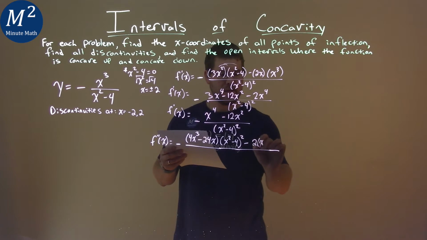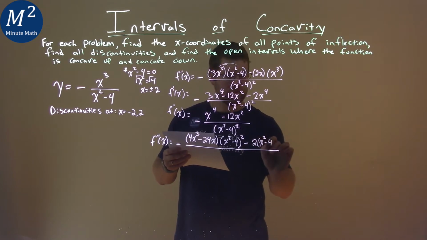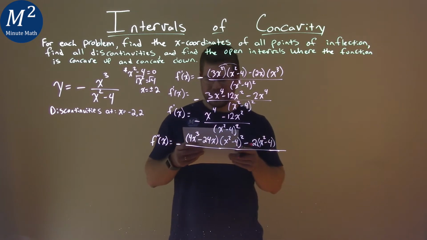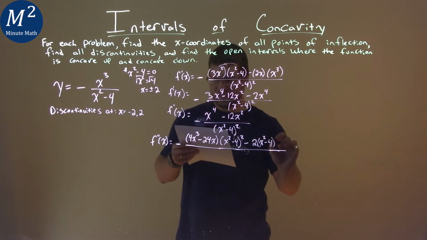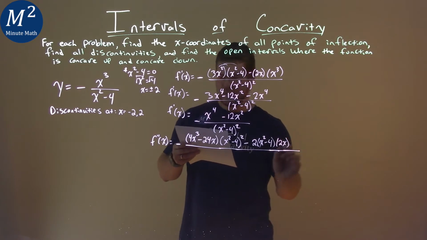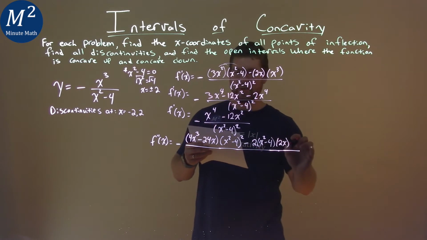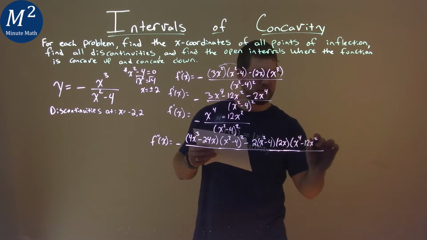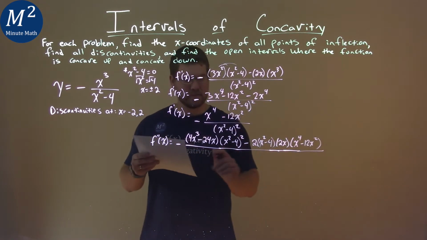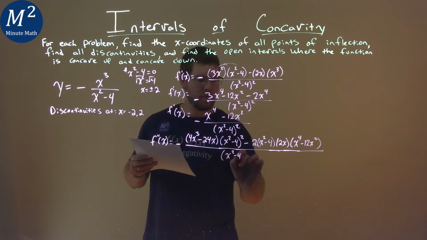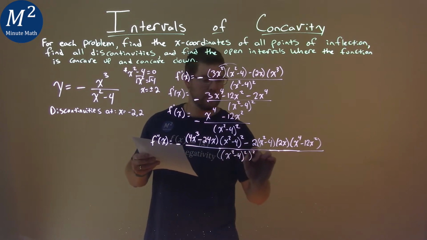So 2 times x squared minus 4, subtract the exponent by 1, we're good, times the derivative inside, which is 2x, times the numerator, which is just x to the fourth minus 12x squared, all over the denominator squared, x squared minus 4 squared, squared.